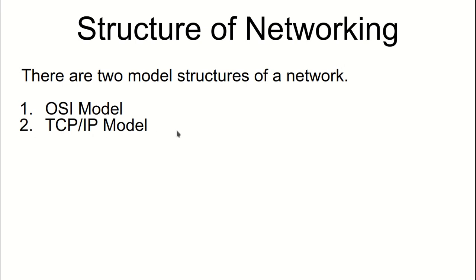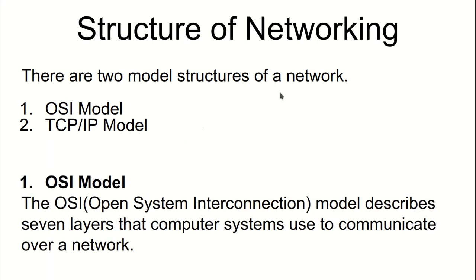Alright. So basically with the help of these models, the data can be transferred from one computer to another. These are basically providing us some layers in which the data will be transferred and reach its destination. Alright. So now let's take a look at the first model, that is the OSI model. The OSI, Open System Interconnection model, describes 7 layers that computer systems use to communicate over a network. So the OSI model uses 7 layers, 7 steps through which data will be transferred from one computer to another. Alright. So let's take a look at these 7 layers.